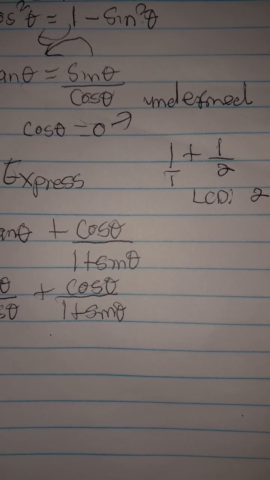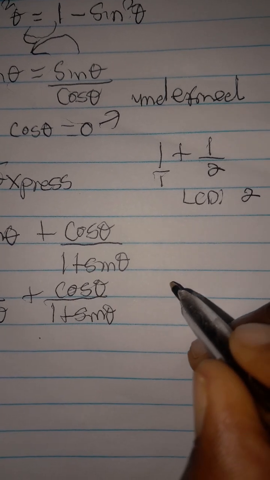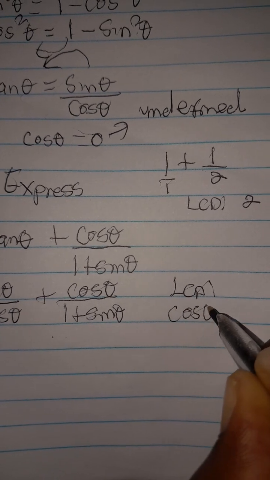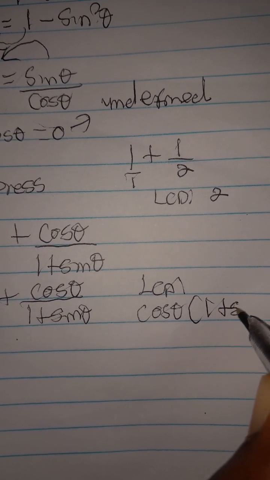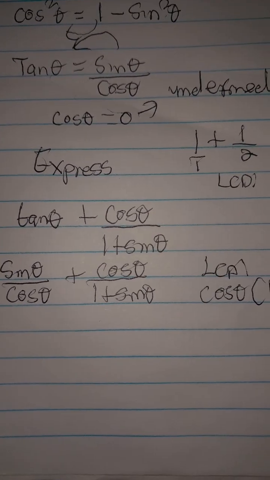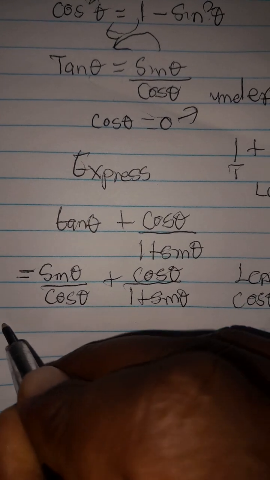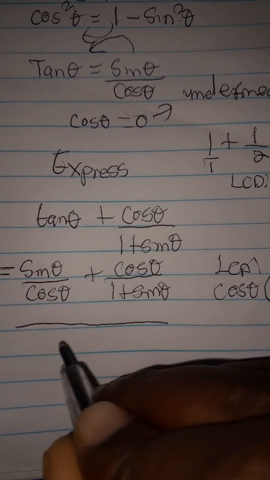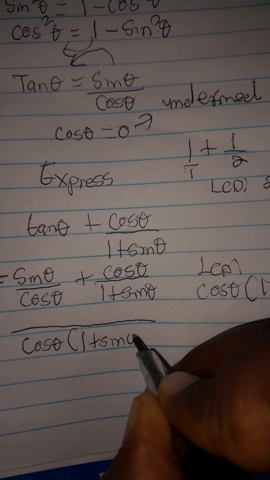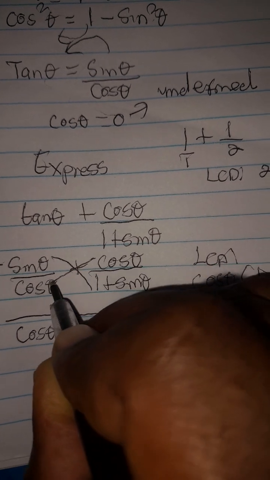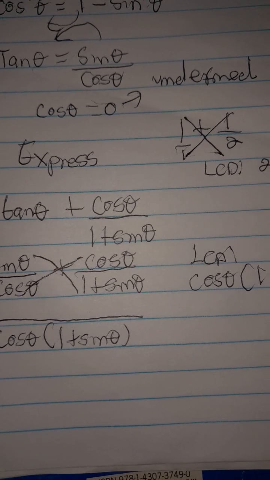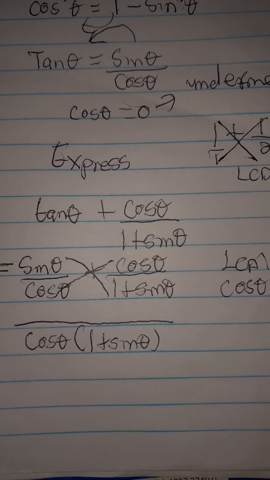Remember what I told you. Whenever you're working with fraction, addition, or subtraction, find an LCD. Your LCD will multiply the denominators. Cos theta multiplied by 1 plus sine theta will be our LCD in this case, right? So, since we have an LCD, we put it downward. So this will be cos theta, 1 plus sine theta. Because we are dealing with addition, we can cross multiply. A quick way will be to cross multiply.